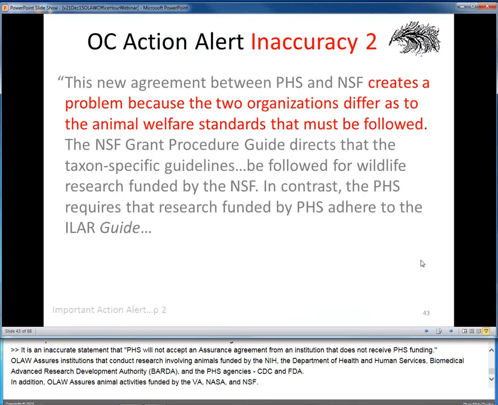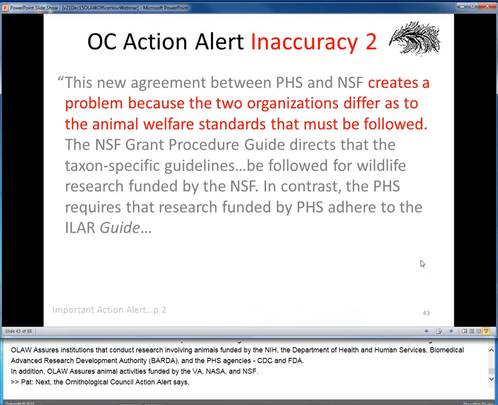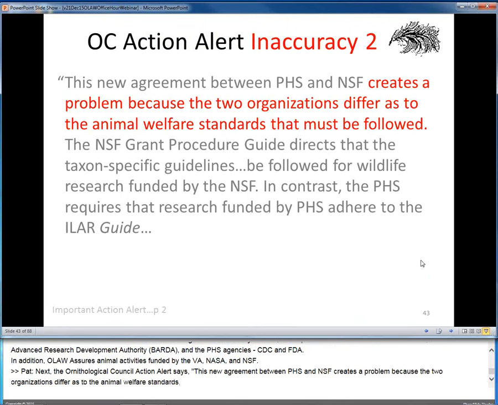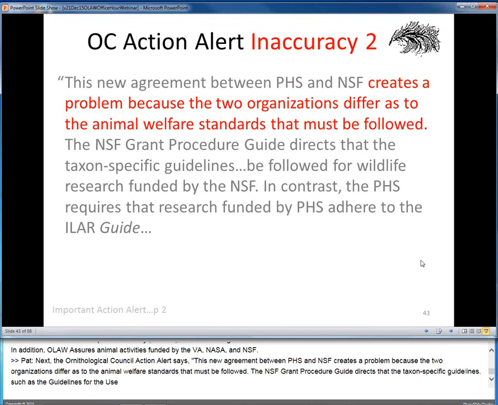Next, the Ornithological Council Action Alert says, this new agreement between PHS and NSF creates a problem because the two organizations differ as to the animal welfare standards that must be followed. The NSF Grant Proposal Guide directs that the taxon-specific guidelines, such as the guidelines for the use of wild birds in research, be followed for wildlife research funded by NSF.